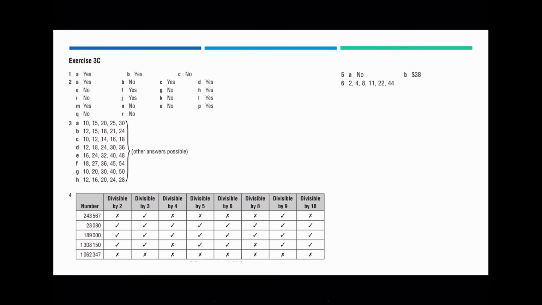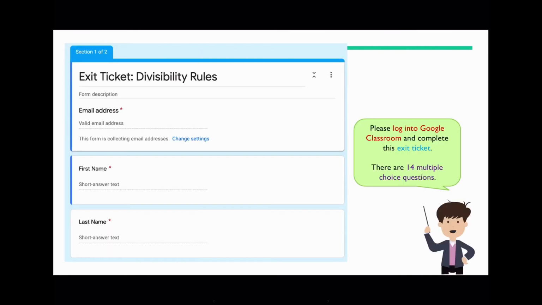After you've done that, for the final few minutes of today's lesson, I'd like you to please log on to Google Classroom to complete this exit ticket. This exit ticket only comprises 14 multiple choice questions, which shouldn't take you too long to answer. It'll probably take you about 5 minutes because the questions are quite easy, and this will give me a good snapshot to see whether you've understood the topics covered in today's lesson. This is the end of today's video.